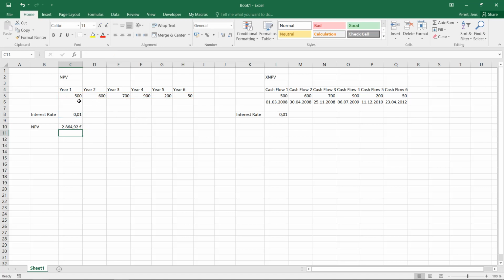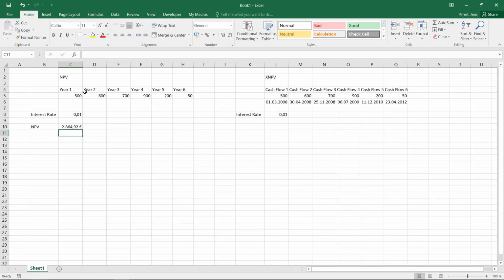We see the net present value of this cash flow. So the value of this cash flow today, so at the beginning here, is 2,864 and something. Now, well, as I said, the problem here is that the cash flows supposedly occur always at the end of this period.